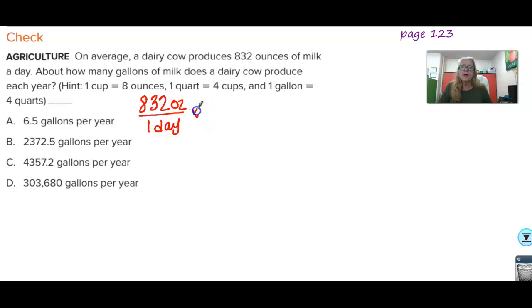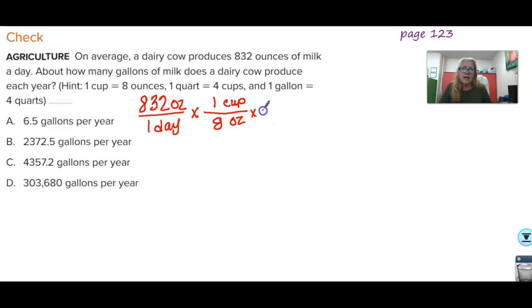Okay? Now, we've got to change ounces to gallons, and we've got to change days to years. All right, let's go ahead and tackle ounces. Ounces. We'll put ounces here. And what do we know? Let's see. We know that 1 cup is 8 ounces. So let's use 1 cup is 8 ounces.